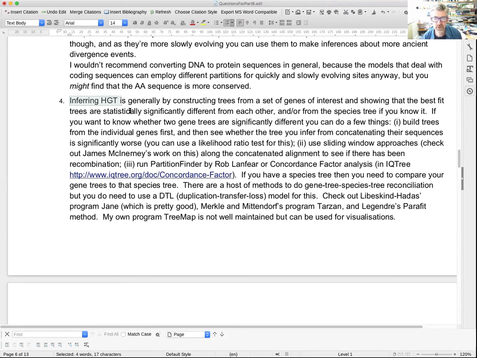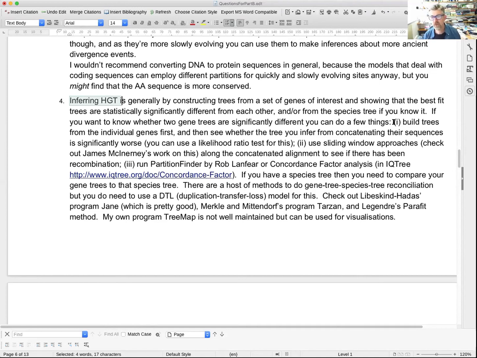So just to repeat, to know that HGT is going on, you have to show that two trees, either two genes or more, or a gene and the species tree, are statistically significantly different. There are ways to do that.